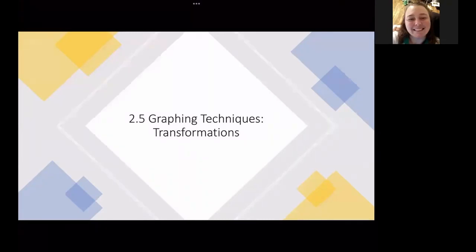Hello and welcome to the lecture for section 2.5. It is the last section in chapter 2 that we're going to cover, and we're going to talk about changing our graphs. Last time we talked about different shapes of graphs, and this time we're going to manipulate them on a graph and move them around and squish and stretch them.